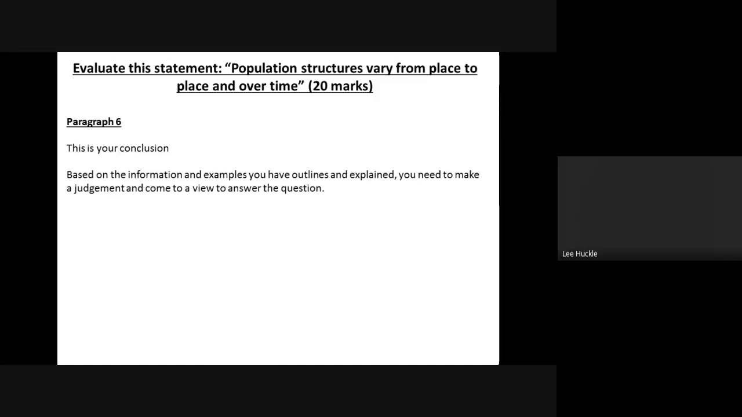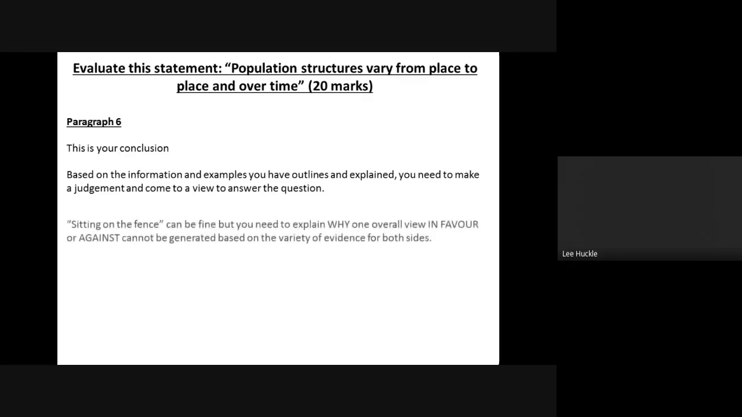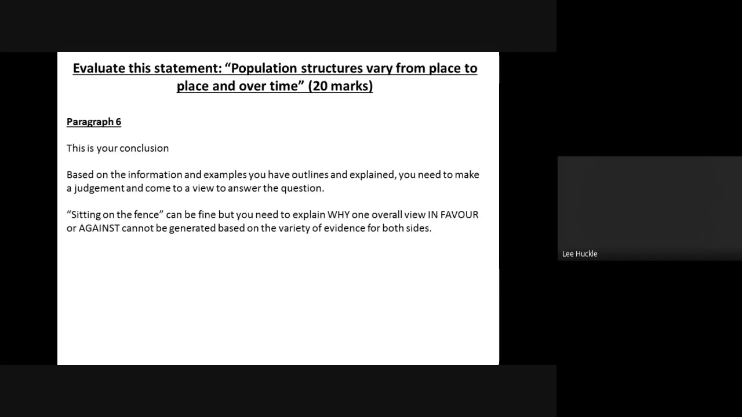Now that's difficult, because many of you, if you've put arguments in favour, two arguments against, you'll be thinking, well, I can't come to an overall judgment. So sitting on the fence, as I call it, is fine, but you then need to explain why one overall view, either in favour or either against, cannot be generated based on a variety of evidence for both sides. You can come to a conclusion which is arguing in favour or against, providing you can give a clear reason for doing so.